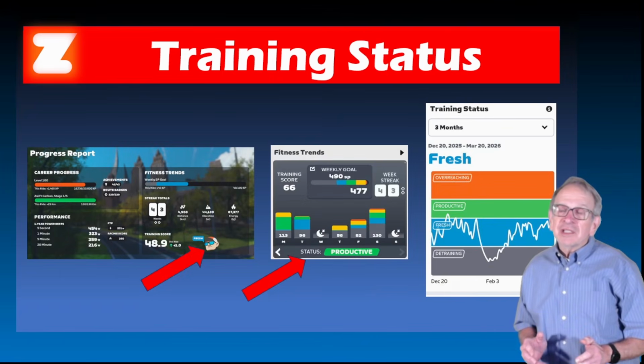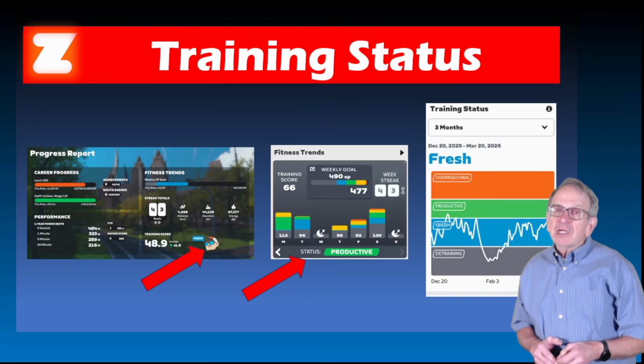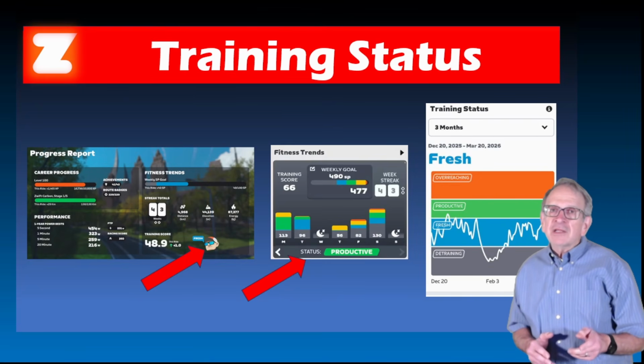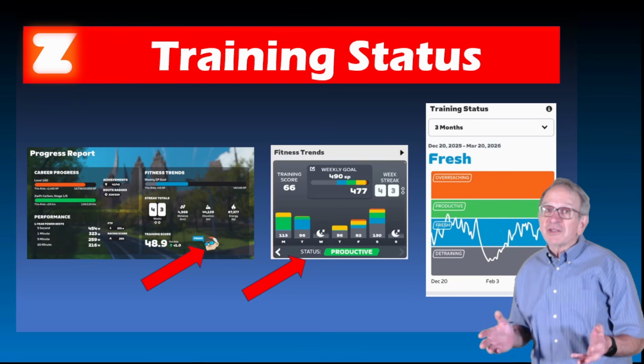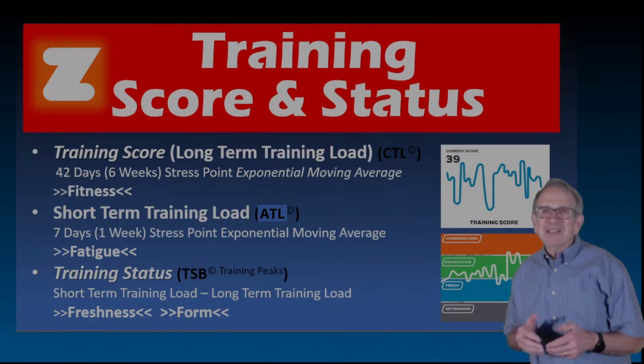You can see your current status on the progress report after you've finished a ride, on the home screen of the companion app. And if you click on fitness trends at the top of the companion app, you can scroll over and see a graph of your status for 4 weeks, 3 months, 6 months, and even up to 1 year. So let's recap.